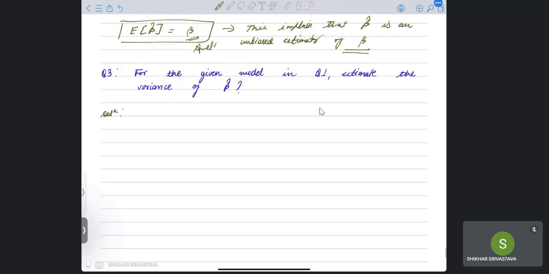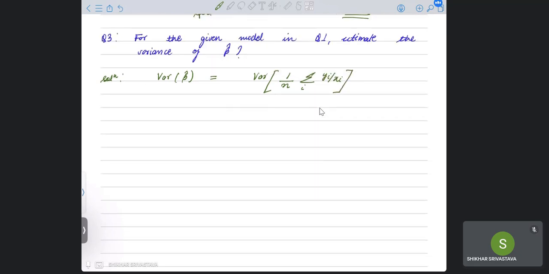So the solution is, we need to find the variance of beta cap. The variance of beta cap can be simply written as the variance of 1 by n summation yi upon xi. Now we'll use this property: the variance of a constant a times x is a square times the variance of x, where x is your random variable. So 1 by n is constant, it will come out as 1 by n square.